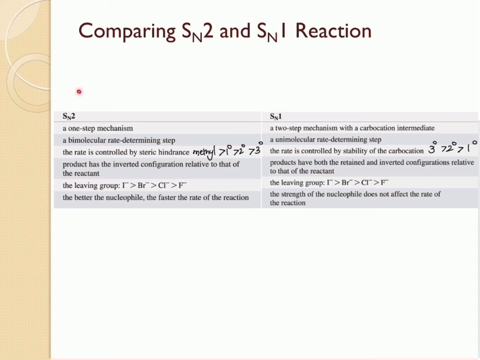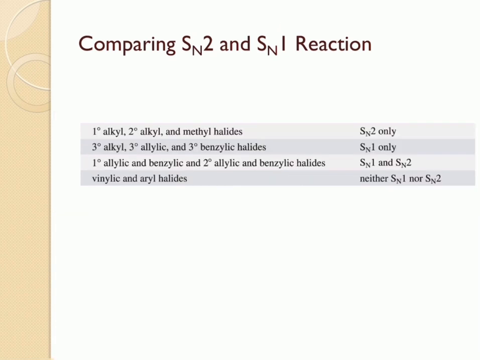In the SN2 reaction, you want the nucleophile to be a stronger nucleophile, only then the reaction is going to be faster. Whereas in the case of SN1 reaction, the nucleophile doesn't play any role in the rate determining step, and therefore it doesn't affect the rate of the reaction because it only comes in the second step of the SN1 reaction.